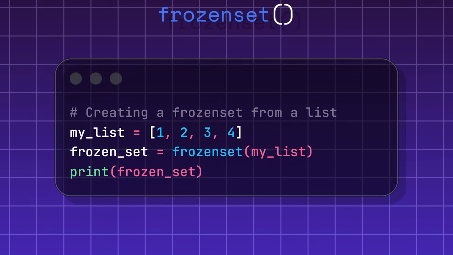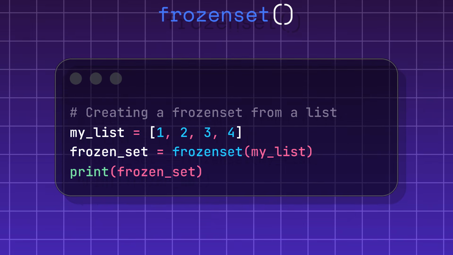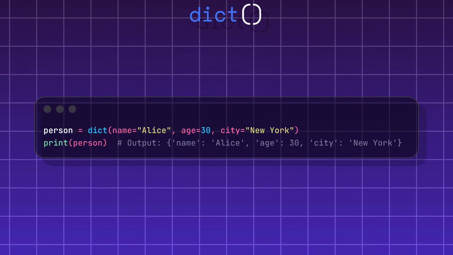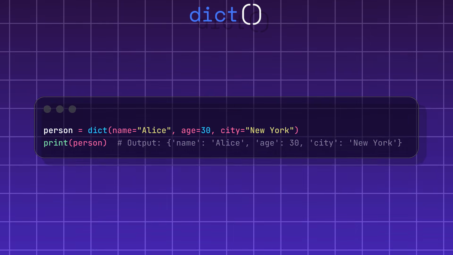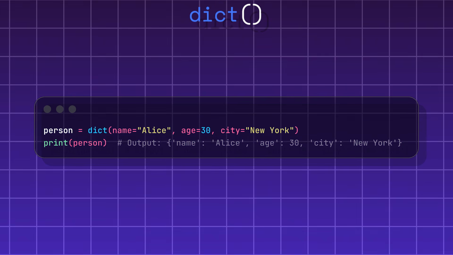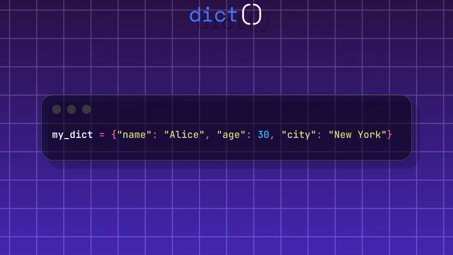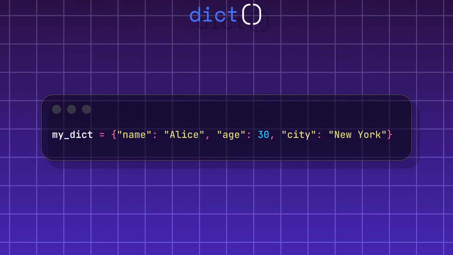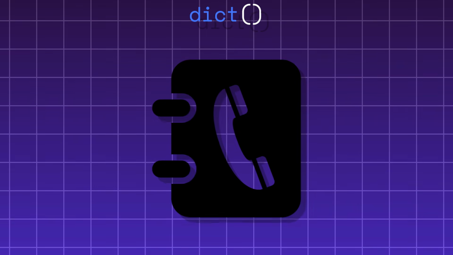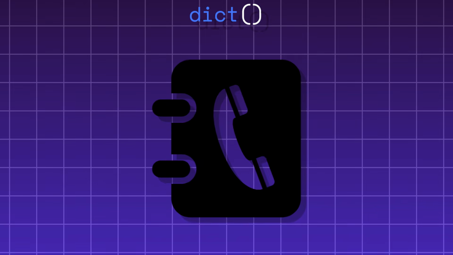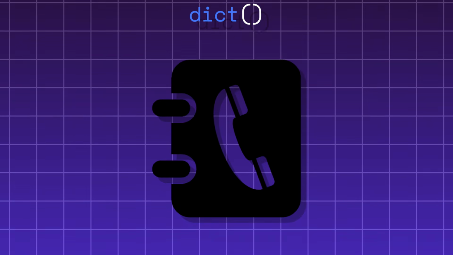Frozen set creates a set that cannot be changed or altered in any way. Dict creates a dictionary. A dictionary is an ordered and editable collection of key value pairs. A key value pair is something that has a unique ID or key and the information it stores, or a value. Think of it as a name-phone number combination in a phone book, where the name is the key and the phone number is the value.